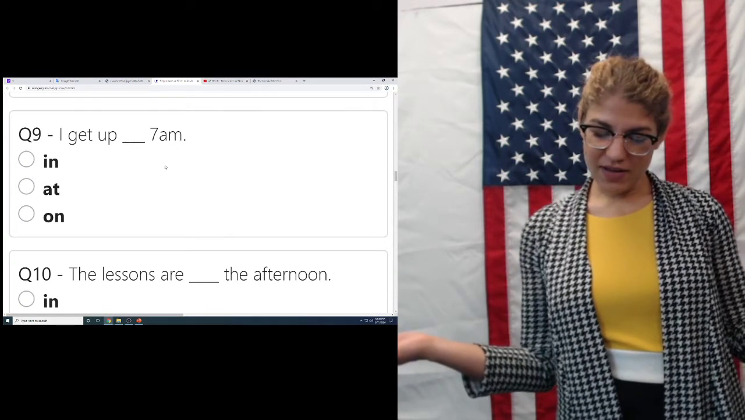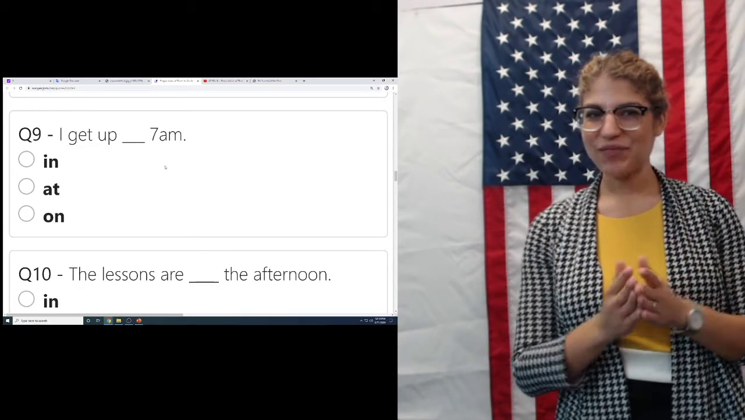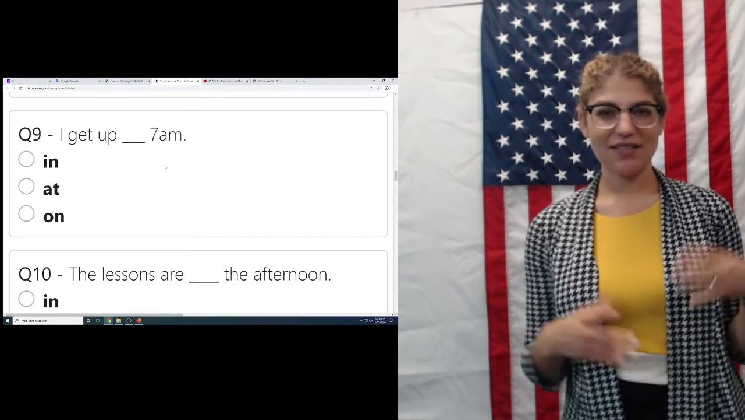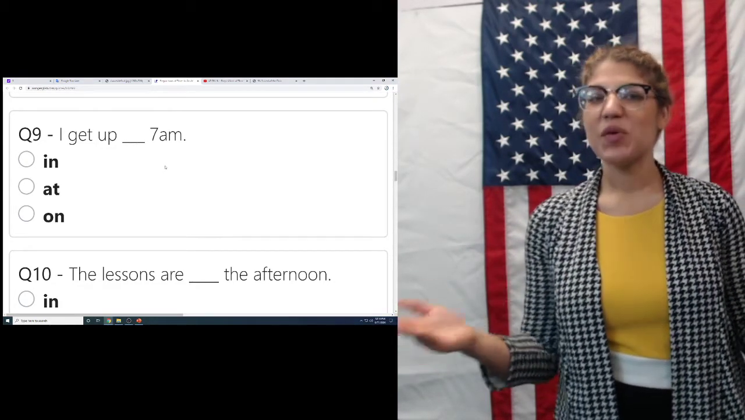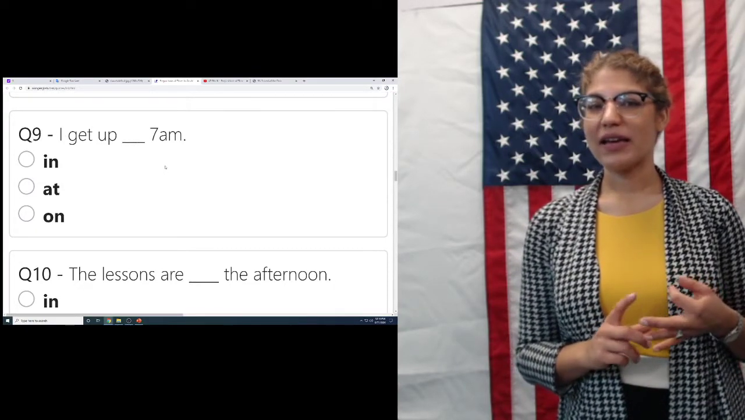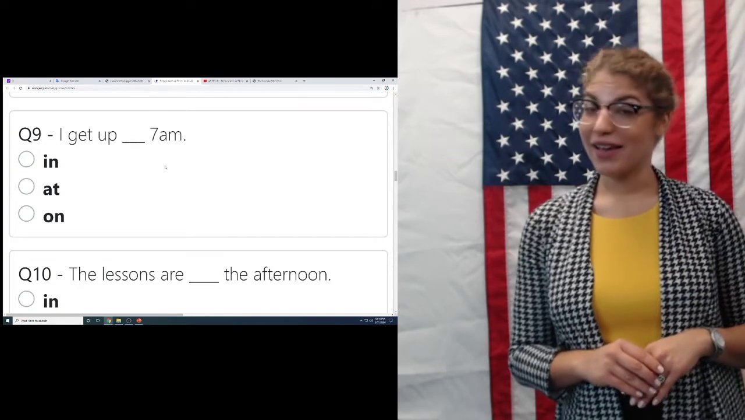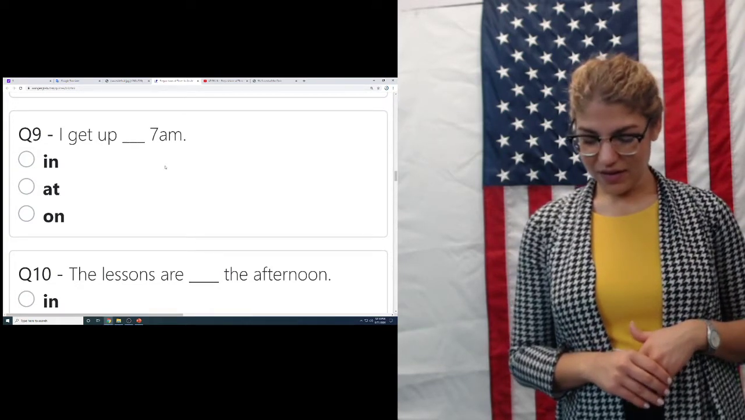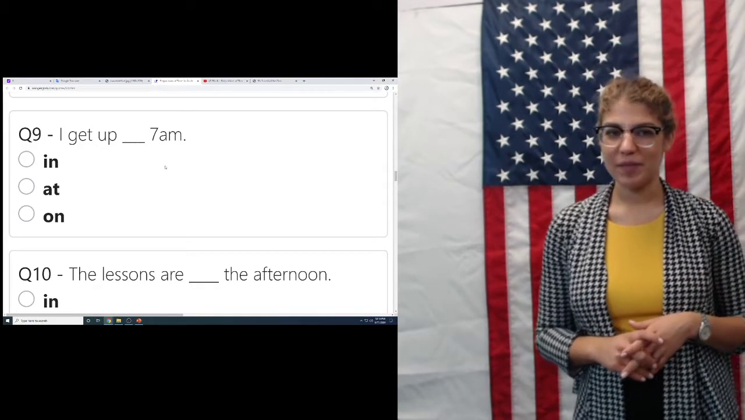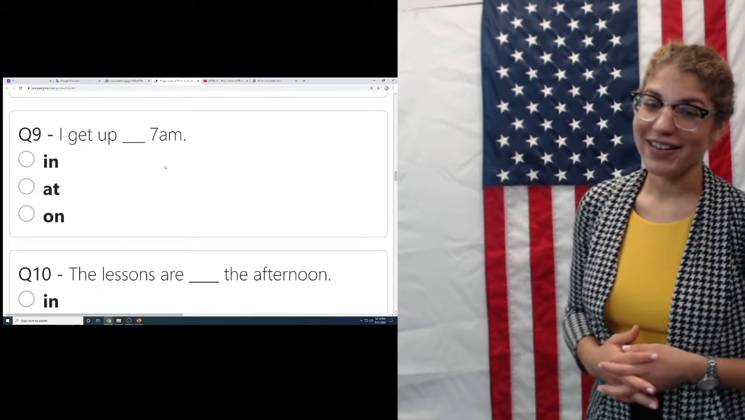So what should it be? Brenda and Carlita are both correct. At. Because we have a specific hour of the day, 7 a.m., we will use the word at. I wake up at 7 a.m. I get up at 7 a.m. Present tense because it's a routine and a fact.